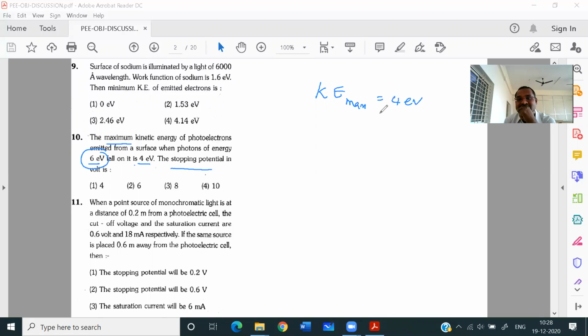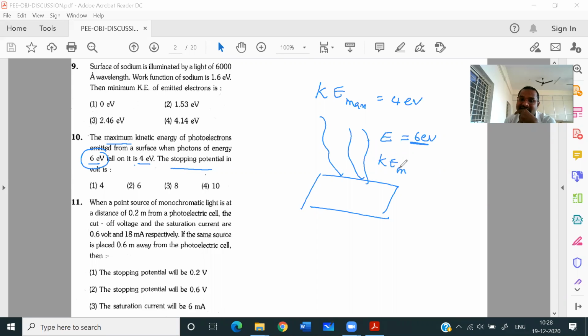Are you understanding? That means photons are falling on the surface. These photons have energy of 6 electron volt. The maximum kinetic energy of the emitted electrons is 4 electron volts, they are saying. So due to these photons of 6 electron volts falling, electrons are emitted out. This electron's maximum kinetic energy is 4 electron volt.